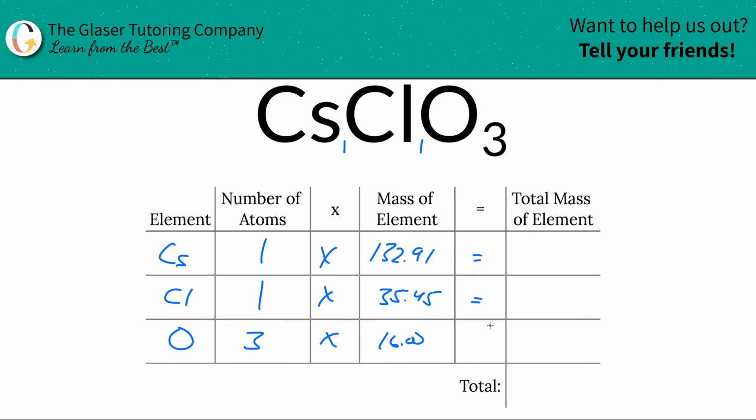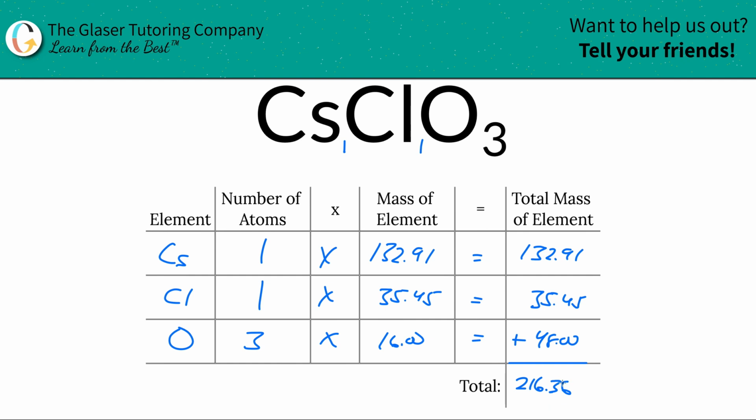Then to find the total mass of each element in the compound, we multiply across each row. 132.91 times 1 is simply 132.91. This one is 1 again, so 35.45, and then 3 times 16 is 48.00. Add the column up, and that allows us to find the total. The total is 216.36. That's the total mass of the compound.